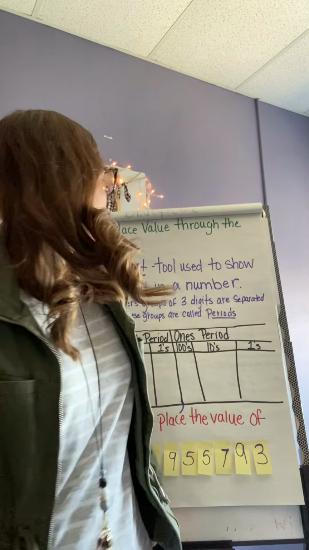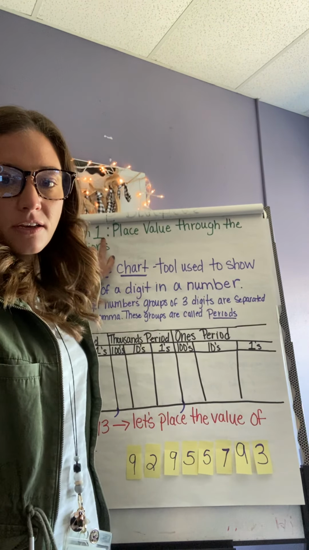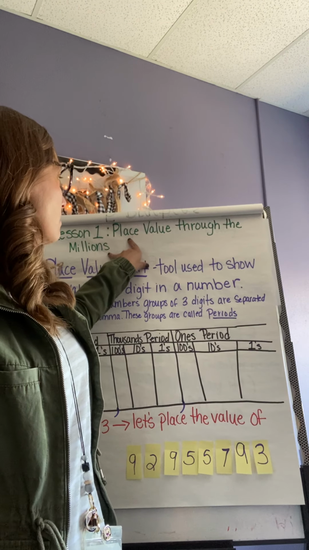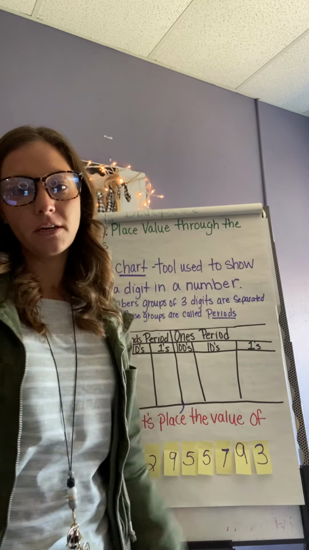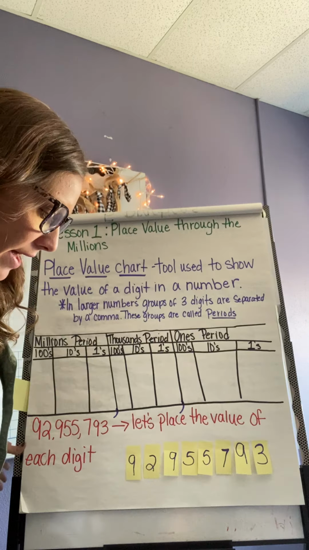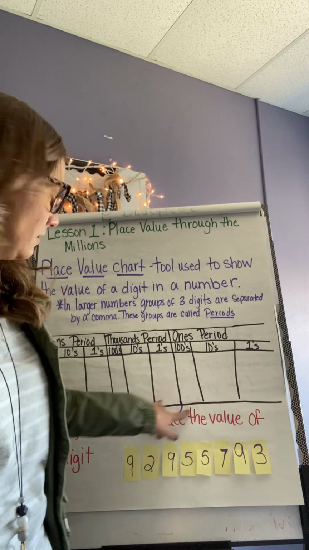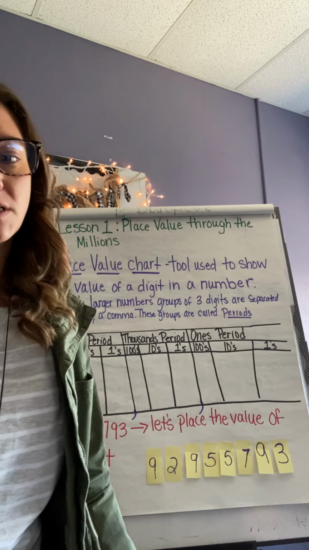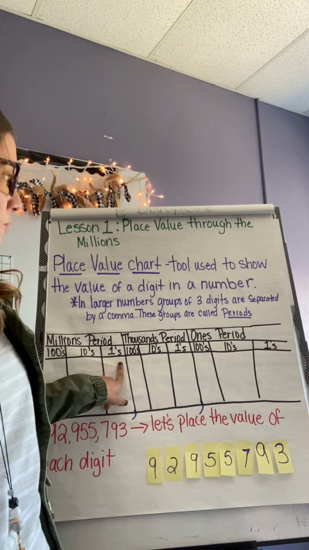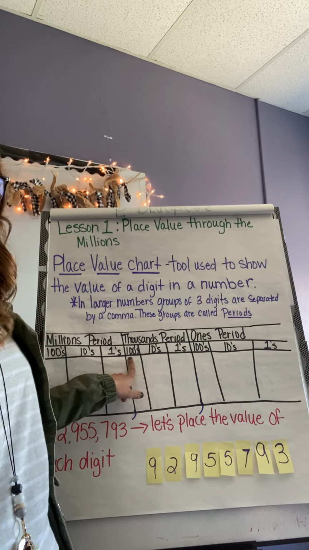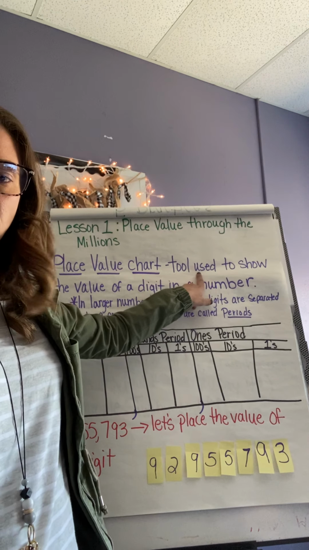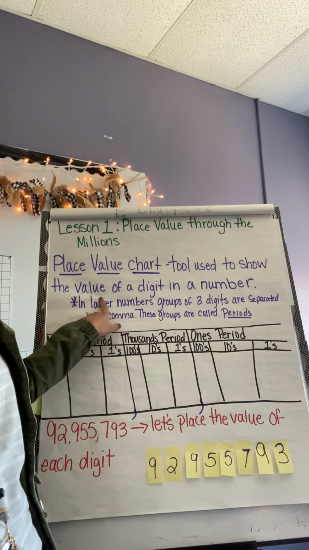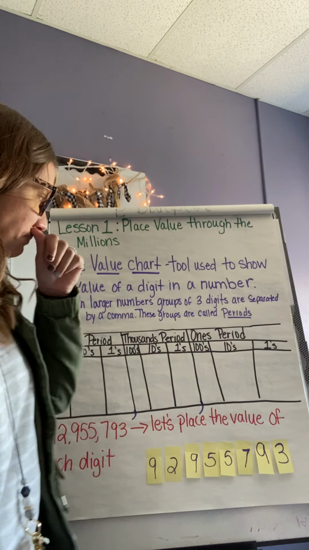Hi class, today we're going to be working on lesson 1 in chapter 1, and that lesson is called Place Value Through the Millions. So you'll be learning all about place value, starting with ones and going right up to the millions spot. The first thing that we start with when we do place value is this tool. And this tool is called a place value chart, and it's a tool mathematicians use to show the value of a digit in a number.